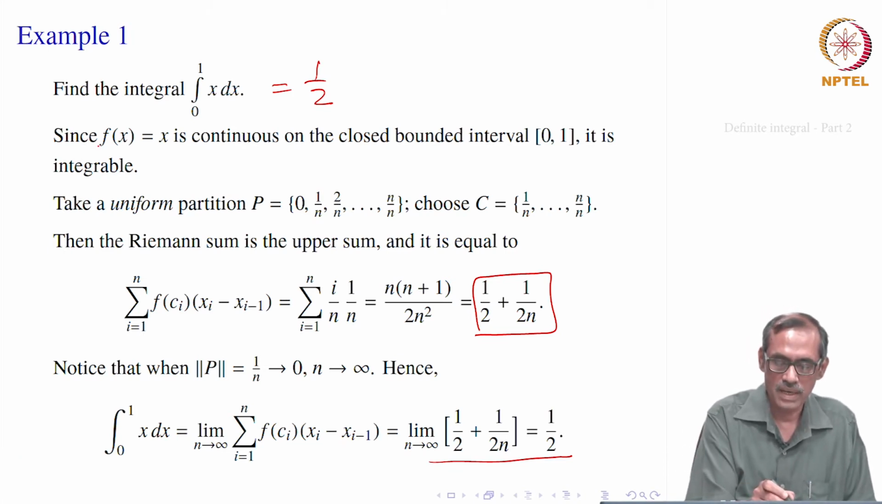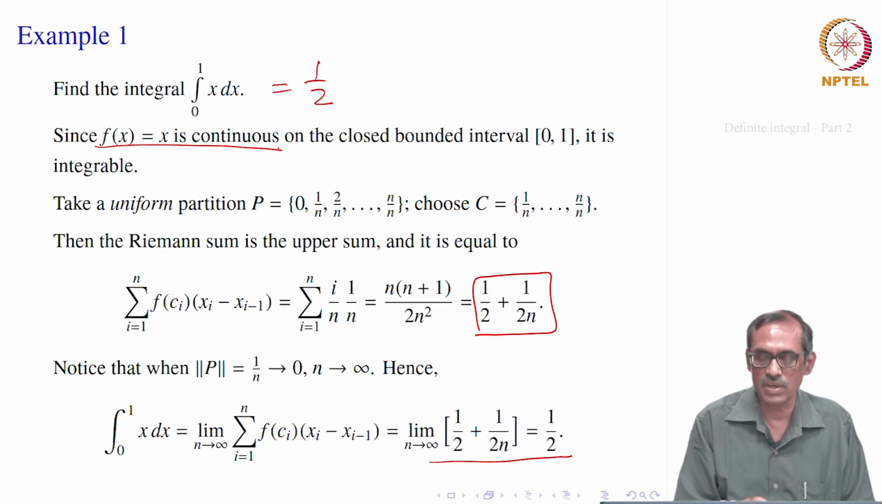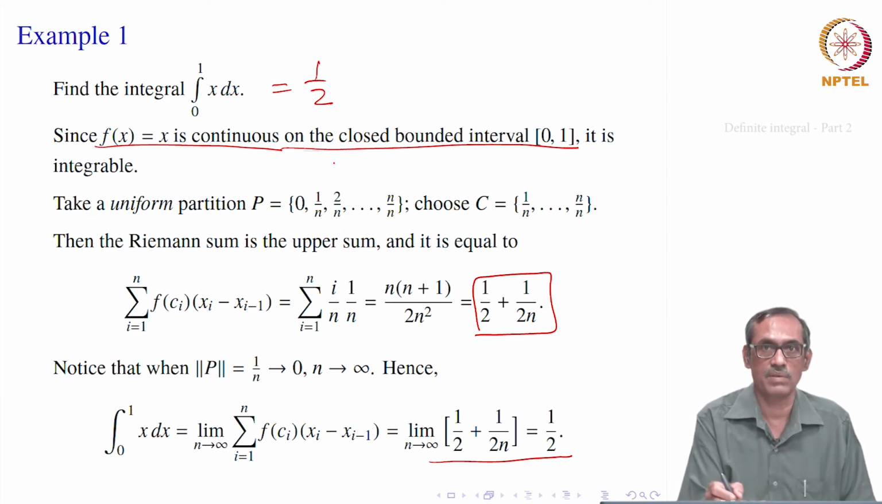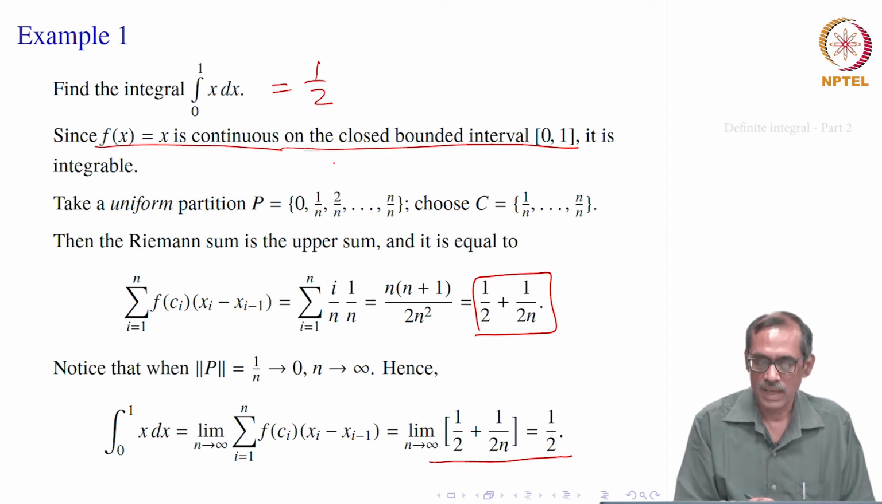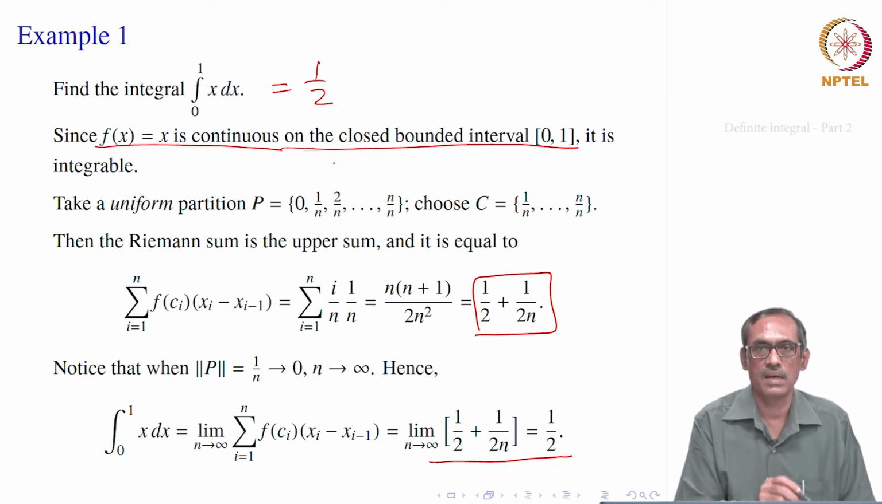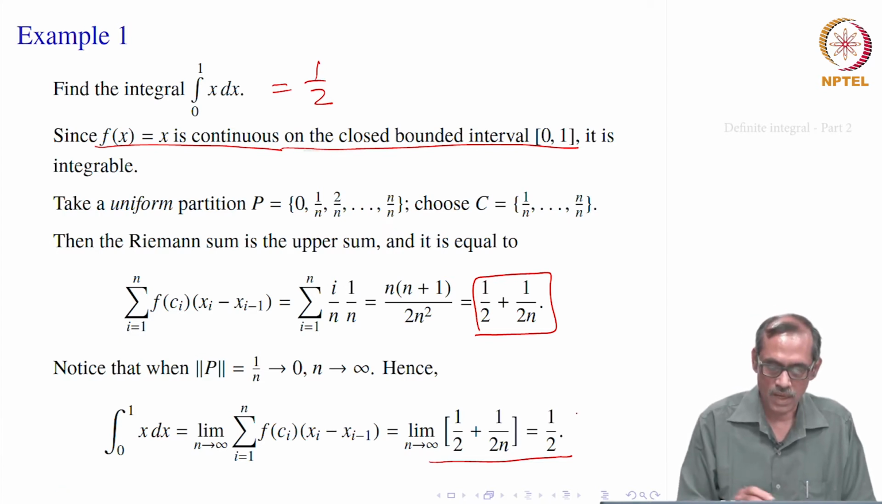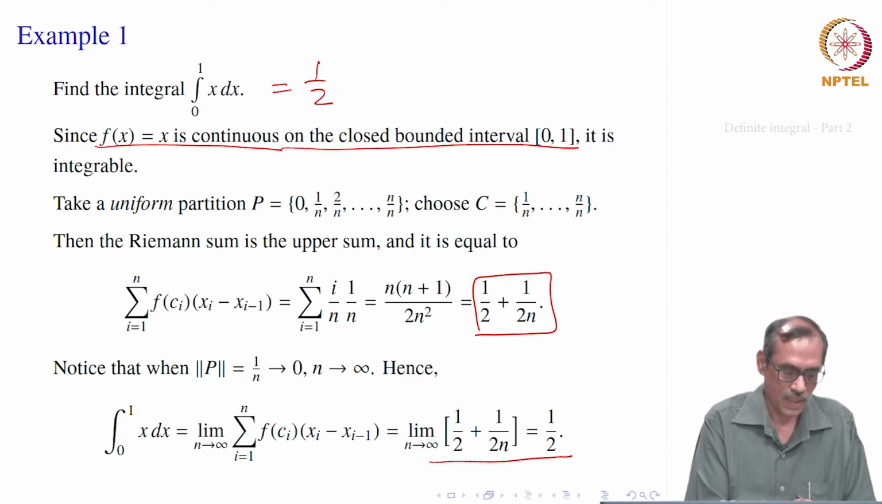But most important, this sentence that f of x is continuous on the closed bounded interval 0 1, therefore, it is integrable. So, we can choose any particular type of partition like uniform partition or not uniform, and then we can choose any particular choice set C, and then take the limiting process to arrive at the answer. Of course, if you choose different Ci's, it should give the same answer, it will give.